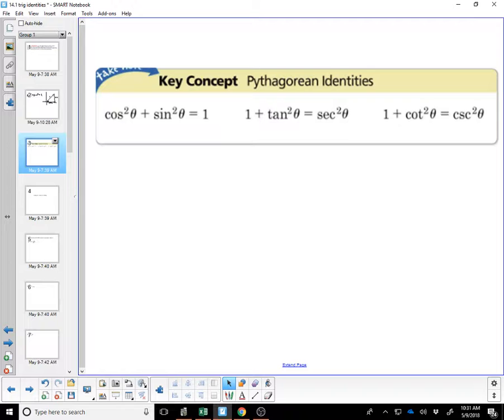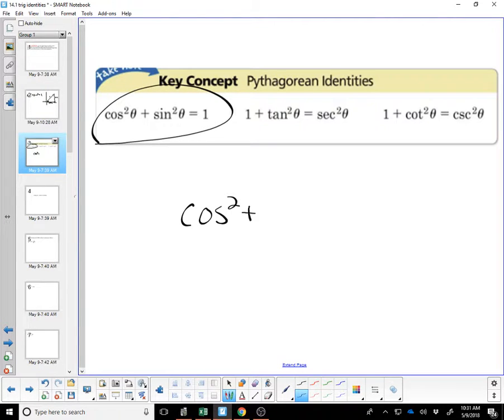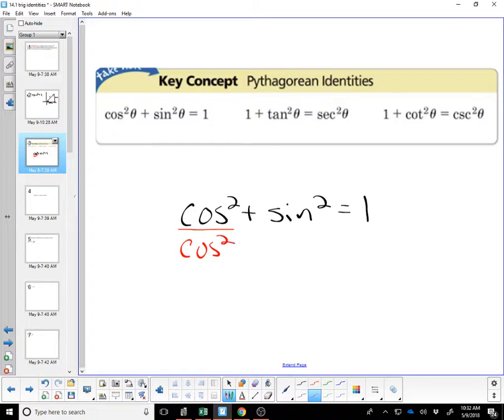Okay, so I'm going to show you exactly where they came from. I'm going to take this first one right here, and what's it say? Cosine squared plus sine squared is equal to 1. Now, we know from algebra that we can do whatever we want to one side of the equation as long as it happens to the other side. Okay? So here's the first thing that we can do here. I can actually divide everything by cosine squared.